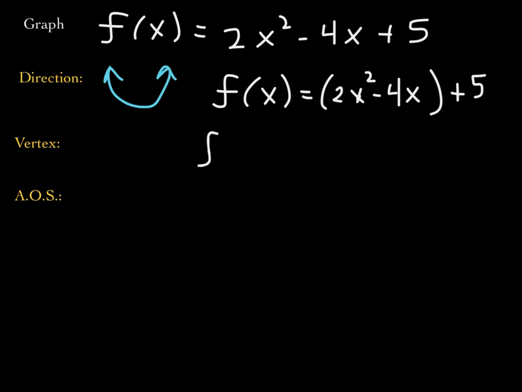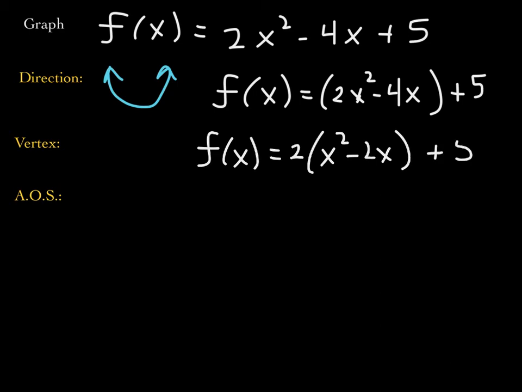Now, I'm factoring the 2 out from each of these variable terms. So I get x squared minus 2x. Don't forget you have a plus 5 on the outside. Now your variable terms are isolated and the leading coefficient is 1. Now we can complete the square, okay?